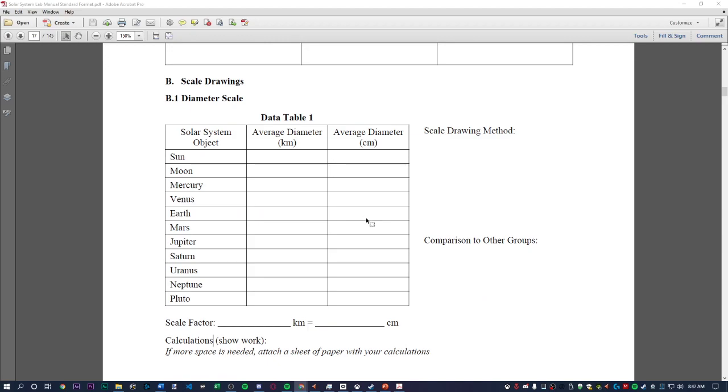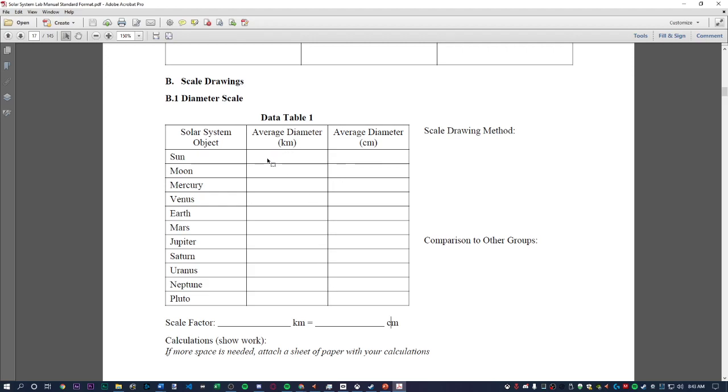This may take some mental gymnastics or something. And in the scale drawing method in comparison to other groups, don't worry about all that. So you're going to have to get a scale factor. 1 kilometer is equal to how many centimeters?